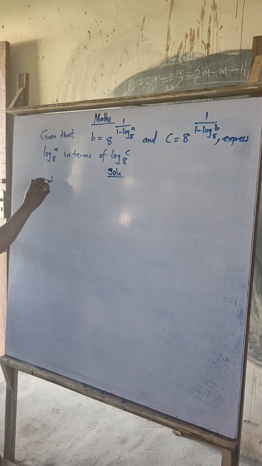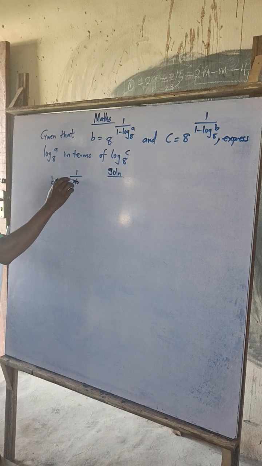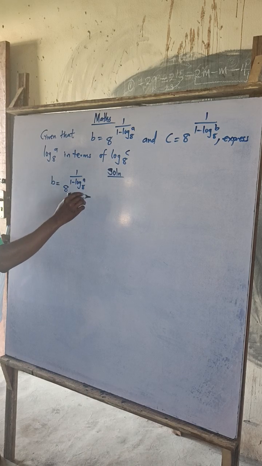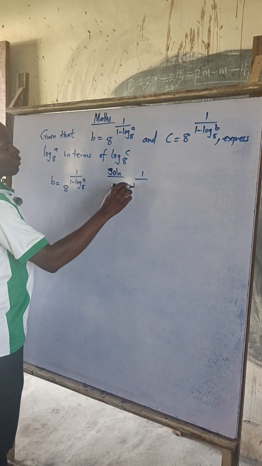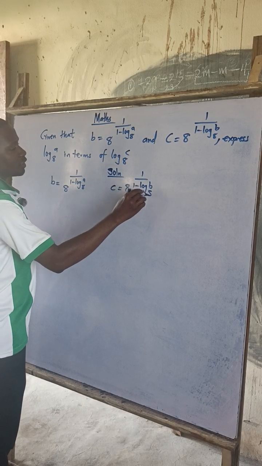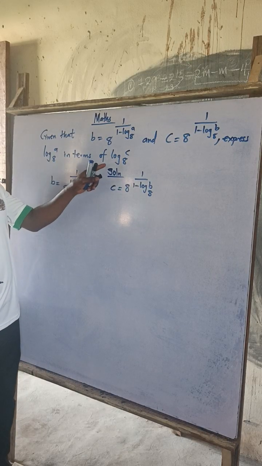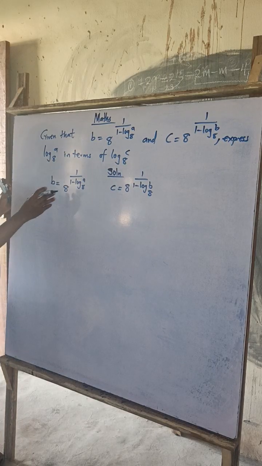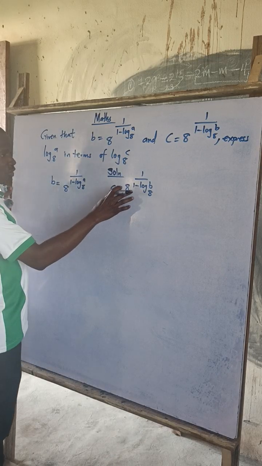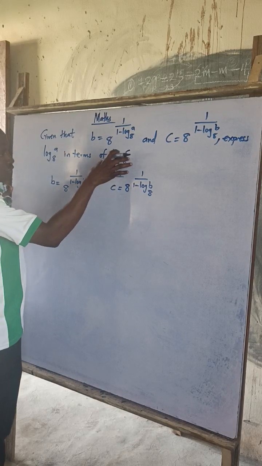Now we are given b to be 8 raised to the power of 1 over 1 minus log a to base 8, and also we are given c to be 8 raised to the power 1 over 1 minus log b to base 8. What we have to do is express log a to base 8 in terms of log c to base 8. That means we are going to take log to base 8 of both sides, so that the given base here is 8, in this log and also in this log we have base 8.